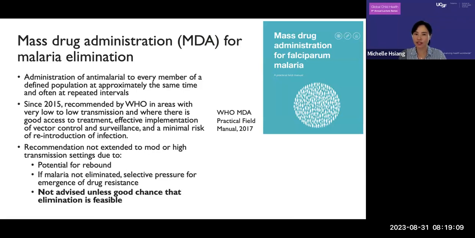And in 2015, WHO recommended this for elimination in settings with very low transmission, and where they're doing everything else: good vector control, good case management, surveillance. But it has not been recommended for moderate to high transmission settings. The concern is that it wouldn't work, or that there'd be potential for a rebound. If you kept doing it, you would promote drug resistance. So it's not recommended right now.